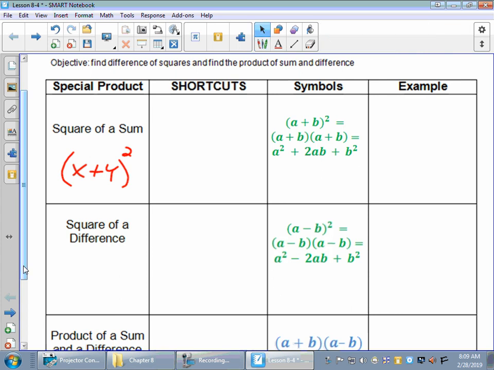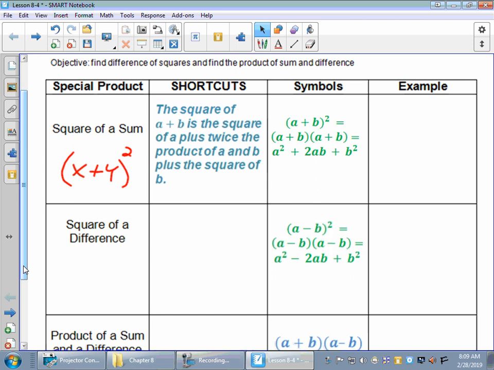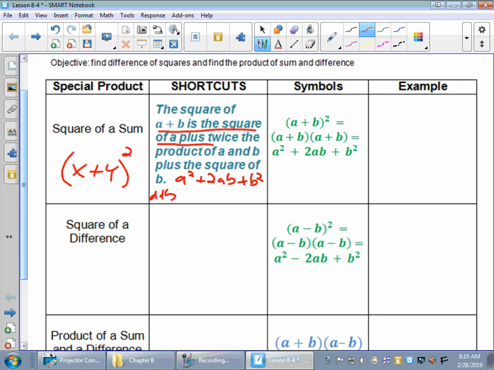And the shortcut basically says that the square of a plus b is the square of a plus twice the product of a and b plus the square of b. So it's saying a lot of stuff. All that's saying is, right over here in these symbols, the square of a plus twice the product of a and b plus the square of b. Okay, so that's all that's saying when you FOIL it, and that came from a plus b squared. That's written over here in your symbols as well.